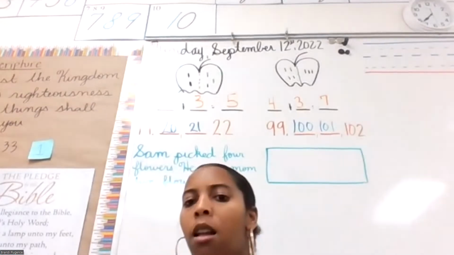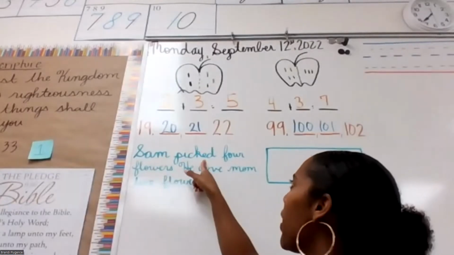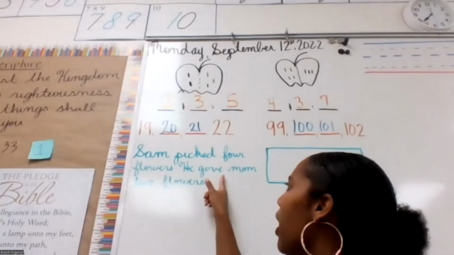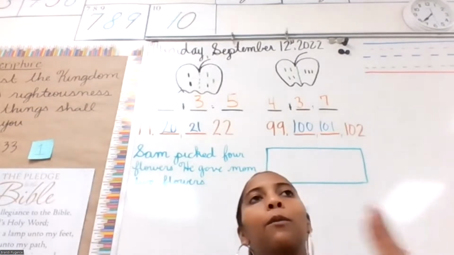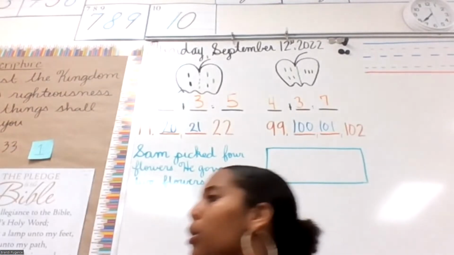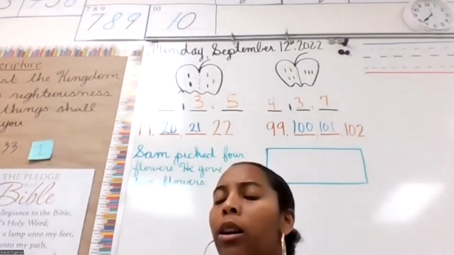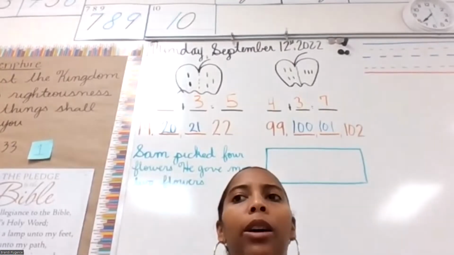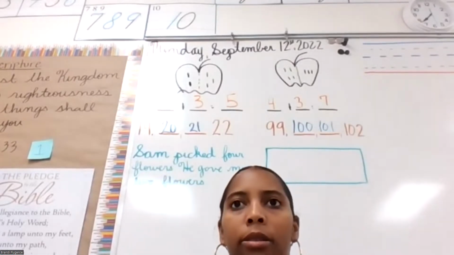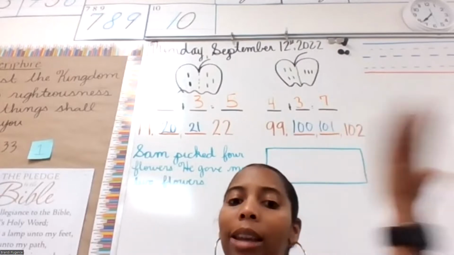Awesome. Let's review the story problem. So here I have Sam picked 4 flowers. He gave Mom 2 flowers. How many flowers does Sam have left? So we read the story problem. Now what we'll do next is identify whether it's some more or some went away. Which one would it be? Raising your hand. Some more or some went away. Some went away. He had some and gave some.